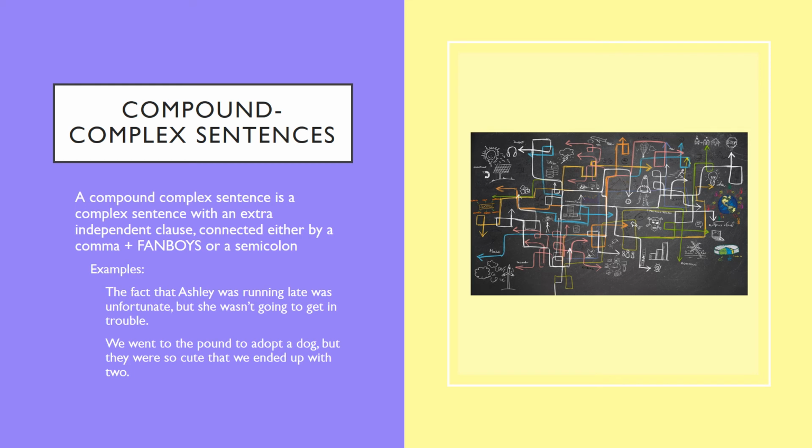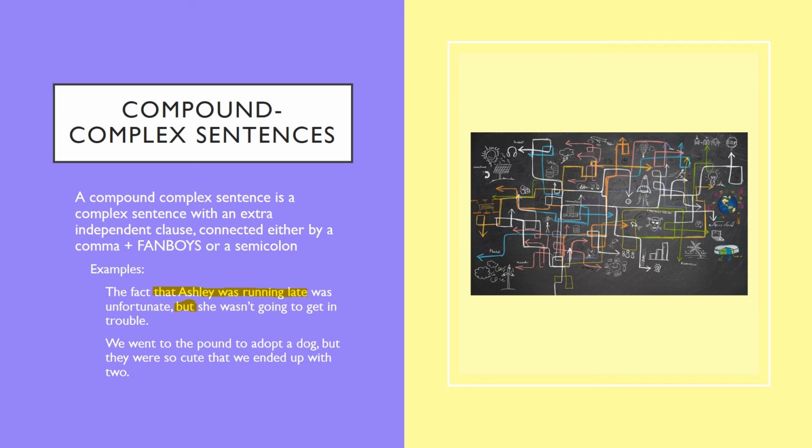Now, quickly, compound complex sentences. It's just a complex sentence of some type with an extra independent clause connected by either a comma plus one of the fanboys words or a semicolon. So some examples. The fact that Ashley was running late was unfortunate, but she wasn't going to get in trouble. So what we have here is that Ashley was running late is a dependent clause. The fact was unfortunate. What fact? The fact that she was running late. And then attached at the end, we see but followed by another independent clause. She wasn't going to get in trouble.